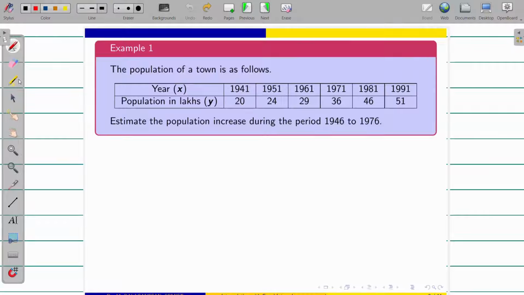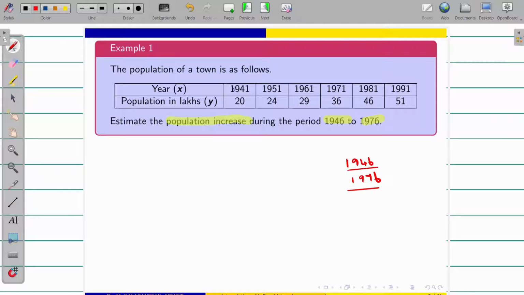Now we have to find the population increase during the period 1946 to 1976. So we should know the population size in 1946 and then we should know it in 1976. If you find the difference between both, we can easily give the answer, the population increase during this period. So this is what we are going to do here.